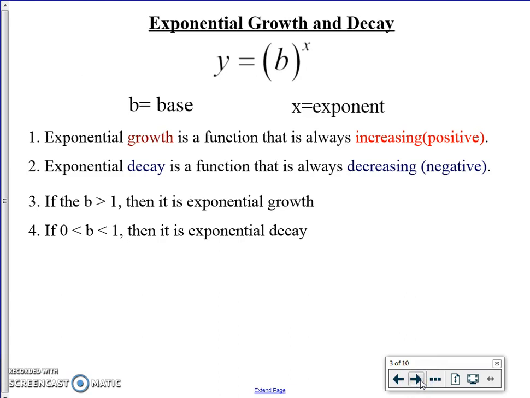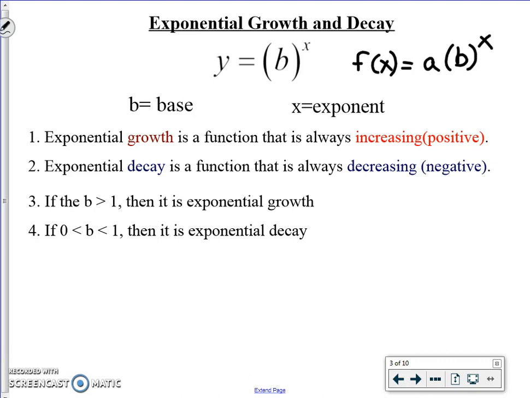So, with exponential growth and decay, we know our formula is going to be f of x is equal to b to the power of x, or occasionally, we can also see it as y is equal to b to the power of x, or let's not also forget f of x is equal to a, that's our initial value, times b to the power of x. Okay, all those are different forms of exponential growth and decay.